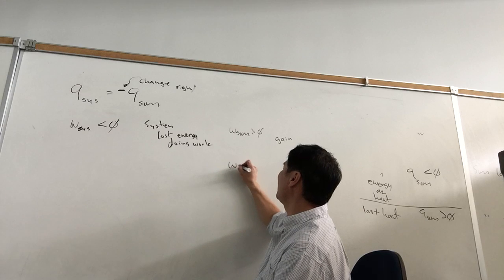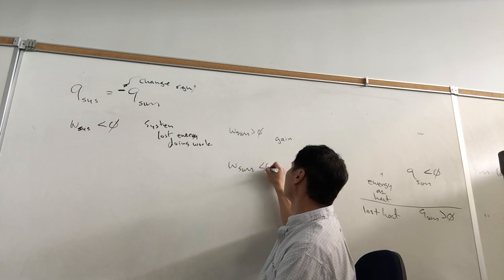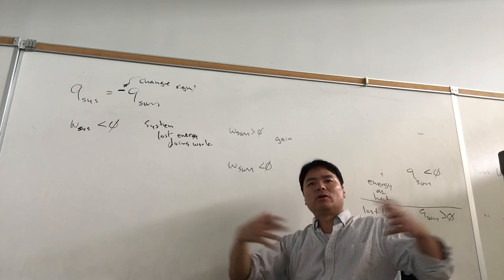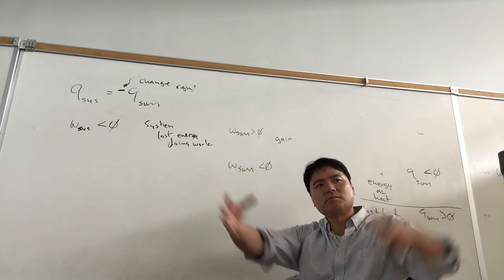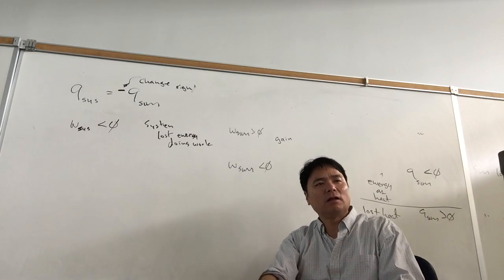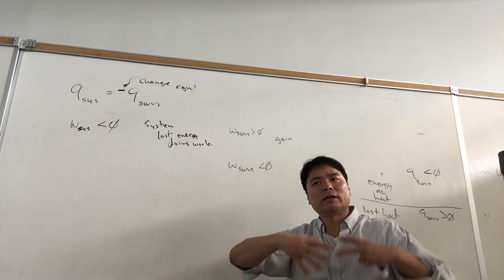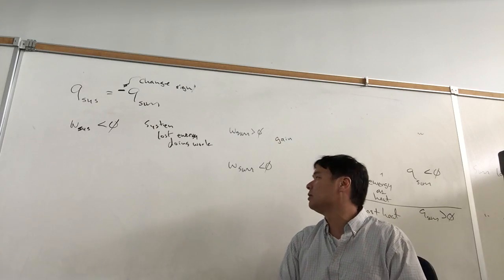Likewise, let's say the surroundings loses energy. Let's say the surroundings had to blow up the balloon. So the opposite thing happened. Let's say the system got smaller. If the system gets smaller, the surroundings needs to get bigger. If the surroundings needs to get bigger, it's got to blow up the balloon.